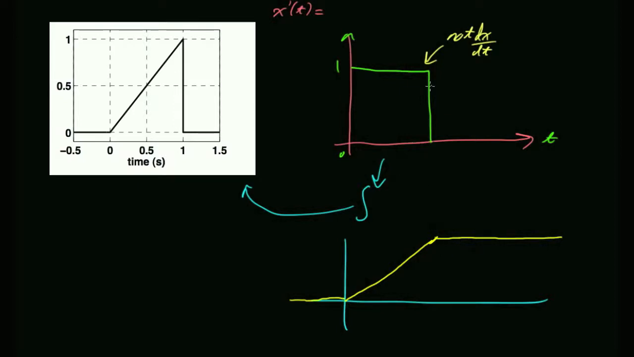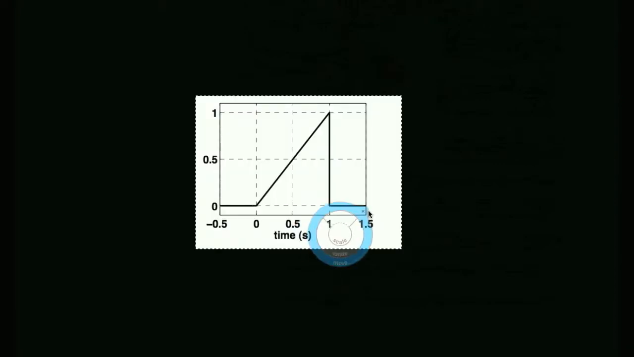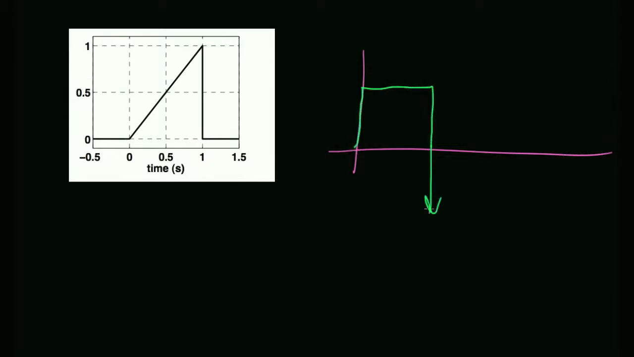No. So this is, in fact, not the derivative of x of t, because this is the derivative of this function. But that's not the function I want. I want that function. So how can I amend this so that it will, in fact, be the derivative of x of t? I'm going to add a big old impulse here, an impulse with area negative 1. Because when you integrate this impulse, you'll get an instantaneous offset of negative 1. Everything else will be the same, you'll get your slope.